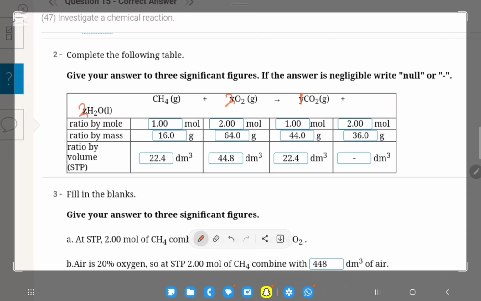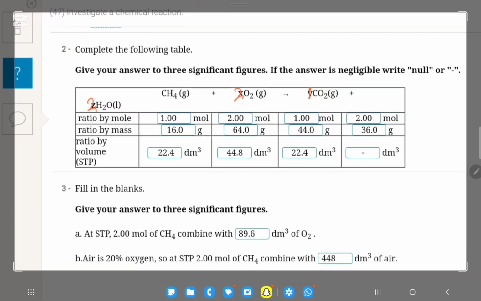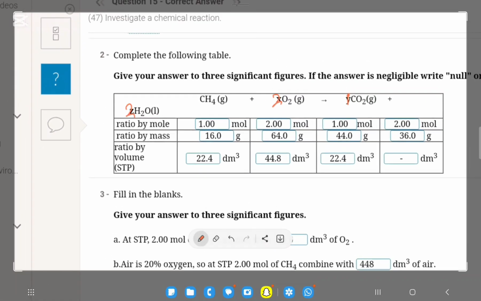Here they want 1 mole. We have 1 mole of CH4, 2 moles of O2, 1 mole of CO2, and 2 moles of H2O. Then they want the ratio by mass. To get the mass in an equation, you take the molar mass times the coefficient.